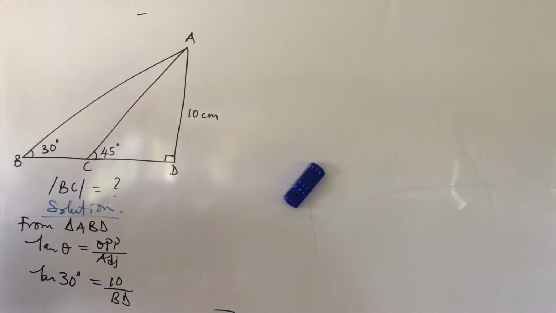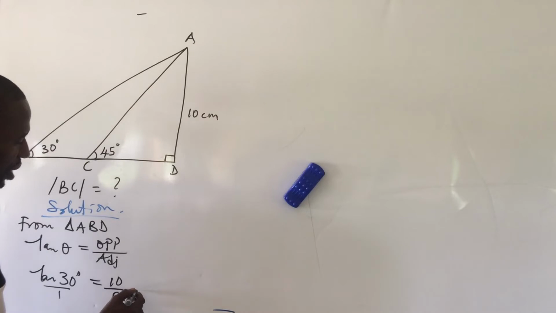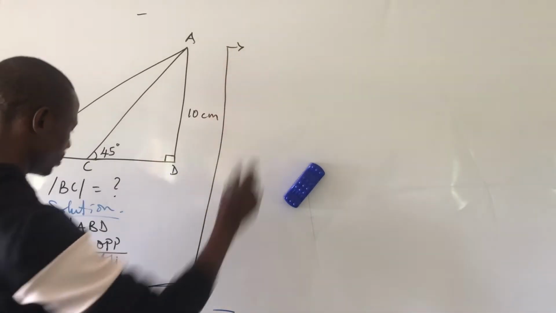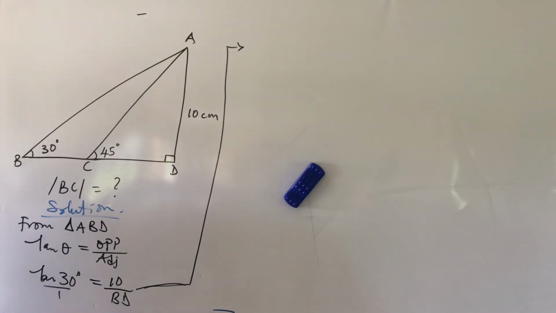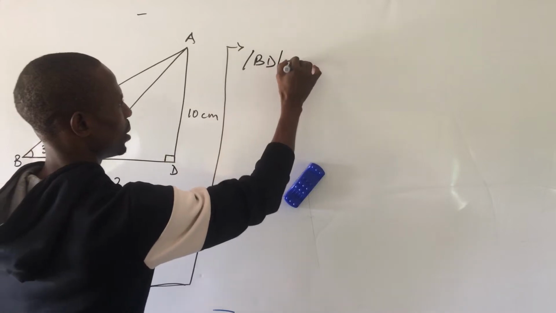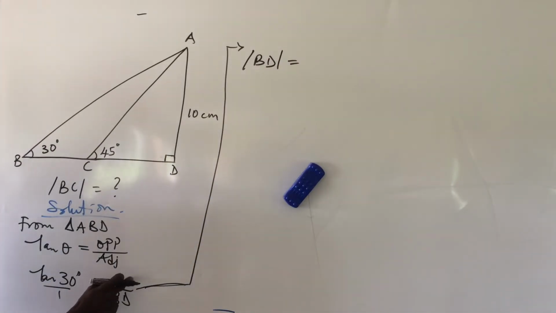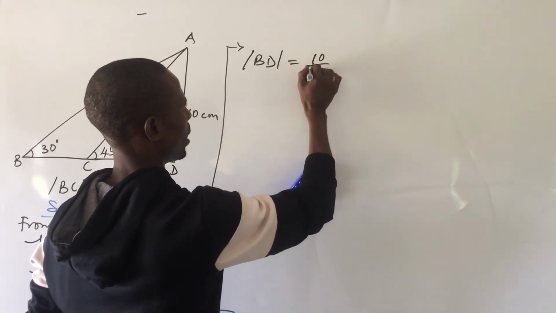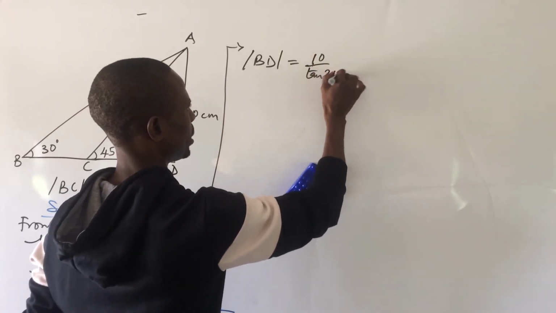BD is not given. From here, we make BD the subject of the formula. We are having this all over 1, so we can cross multiply. If we make BD the subject of the formula, I'm going to have line BD equal to 10 all over tan 30°.